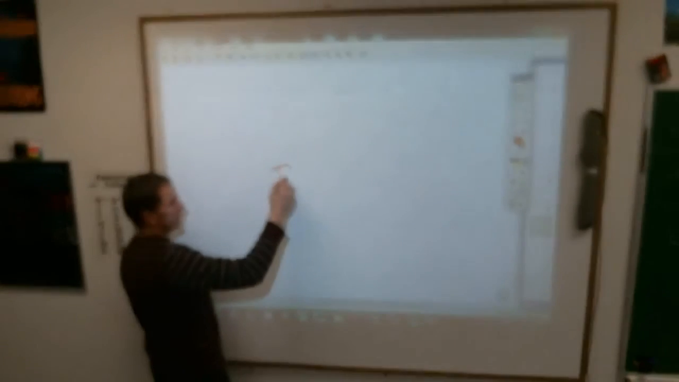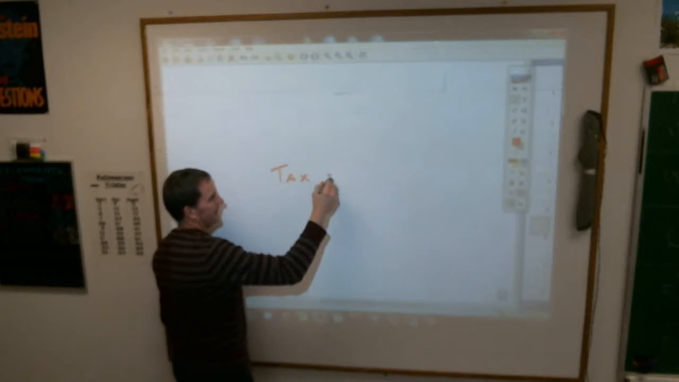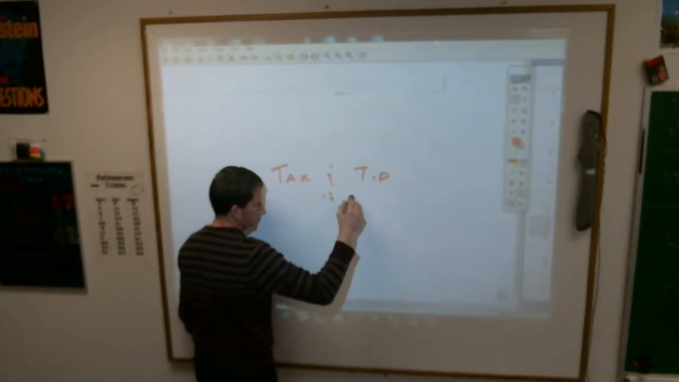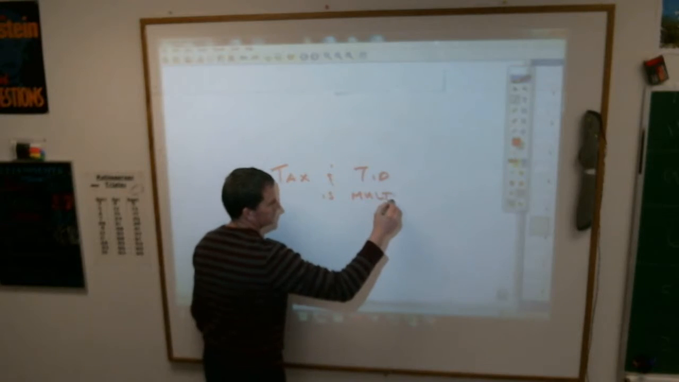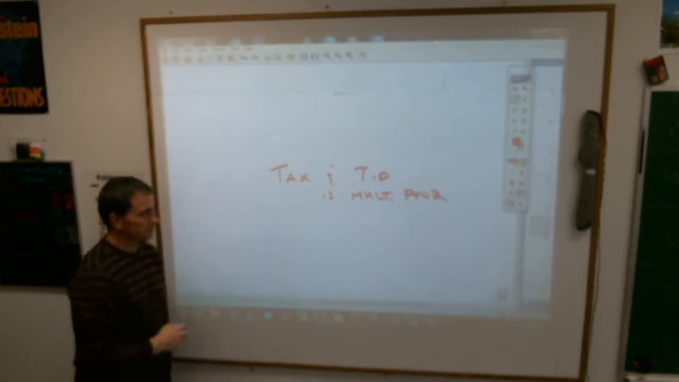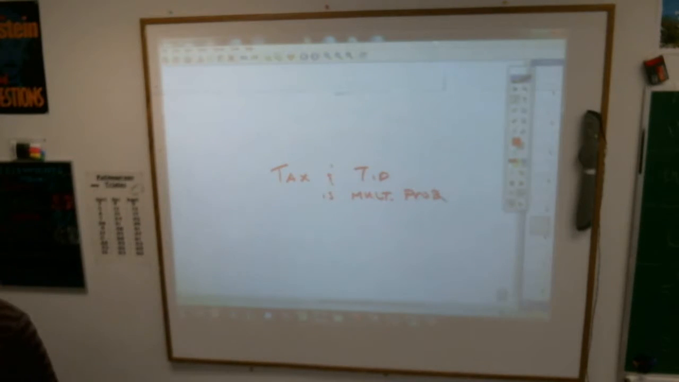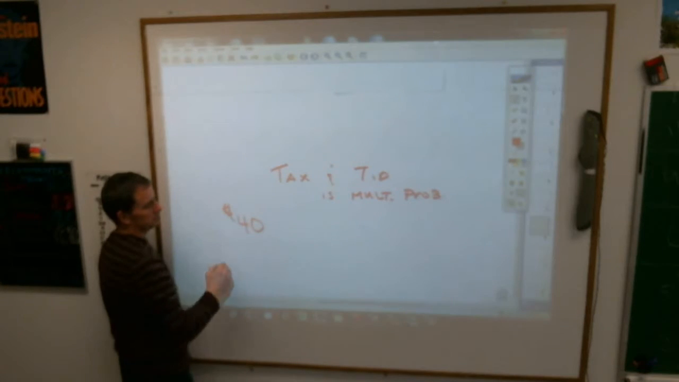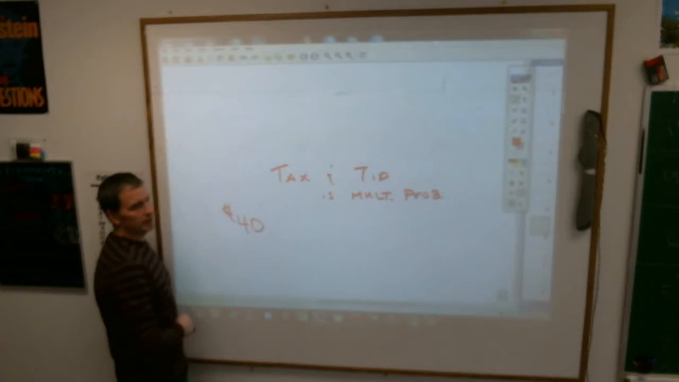By the way, write this down. We talked about this before. Tax and tip is always a multiplication problem. How many times do people think that's division? You know, if you go into a restaurant and your meal costs you $40, I don't know what you bought for $40, but you're supposed to leave a 20% tip.